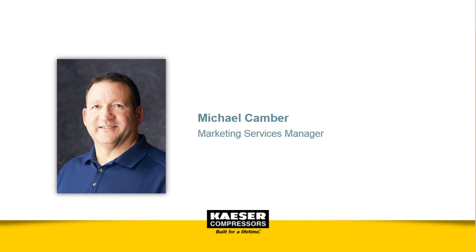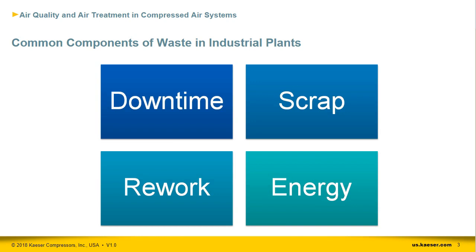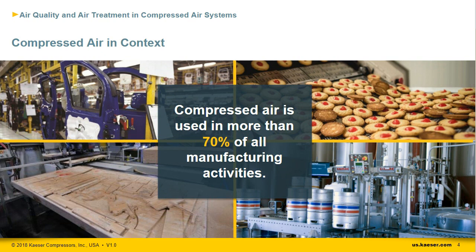Here is one way to break out the types of wasted resources in industrial production. These are all areas that plants aim to minimize to some degree, and compressed air quality and the selection of air treatment equipment impact all of these areas. Compressed air is only one facet of plant operations that impacts these areas.